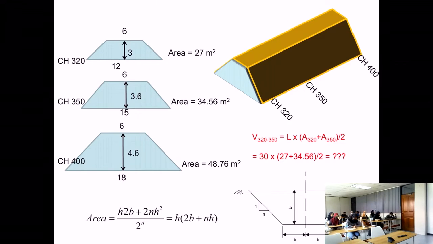So the first area I got 27 meters square, second 34.56, third one here 48.76. So using this calculation, between this chainage and chainage, I got 27 plus 34 divided by 2 multiplied by the distance, I got one volume. Another one from here to here, get these two average multiplied by the distance, another volume. So I total that up, I will get the answer. So basically that's it.